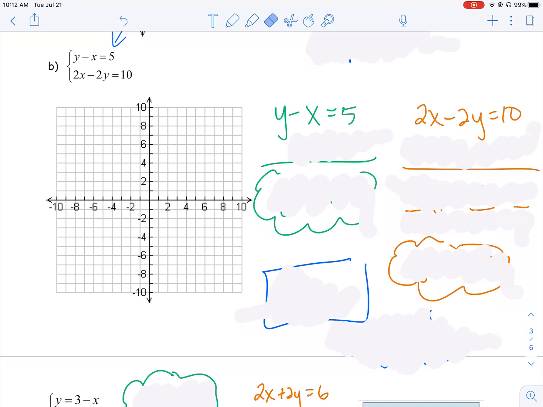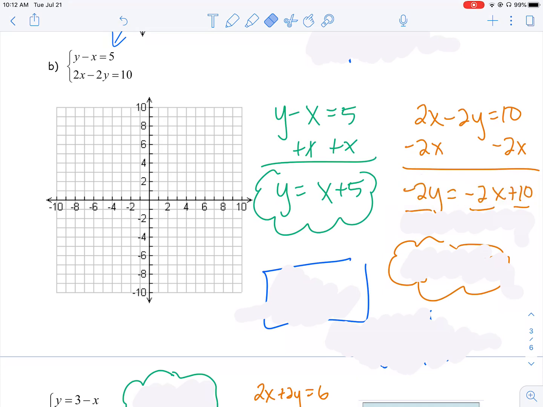All right, for the first equation, I'm going to go ahead and add x to both sides. I ended up getting y = x + 5. Hopefully you did too. On the second equation, I'm going to go ahead and subtract 2x from both sides. That leaves me with the equation -2y = -2x + 10. Then I'm going to divide every single term by -2. When I do that, I got the equation y = x - 5. All right, now that we both have the same equations, let's go ahead and graph them.